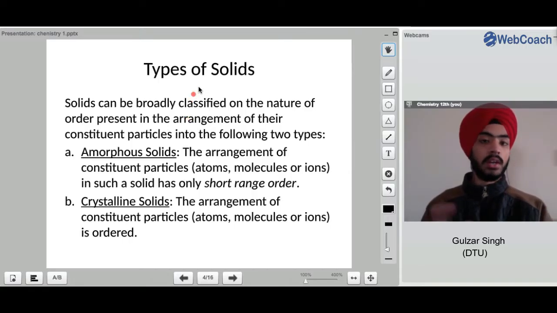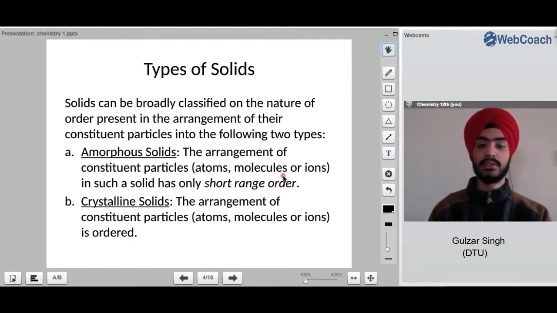We have studied about solids. Now we classify solids into two different types according to the arrangement of their constituent particles. They are amorphous solids, in which the arrangement of constituent particles, that may be atoms, molecules or ions, has a short range. That is, they repeat themselves in a very short range. Whereas in crystalline solids, the arrangement of constituent particles is ordered and long ranged.